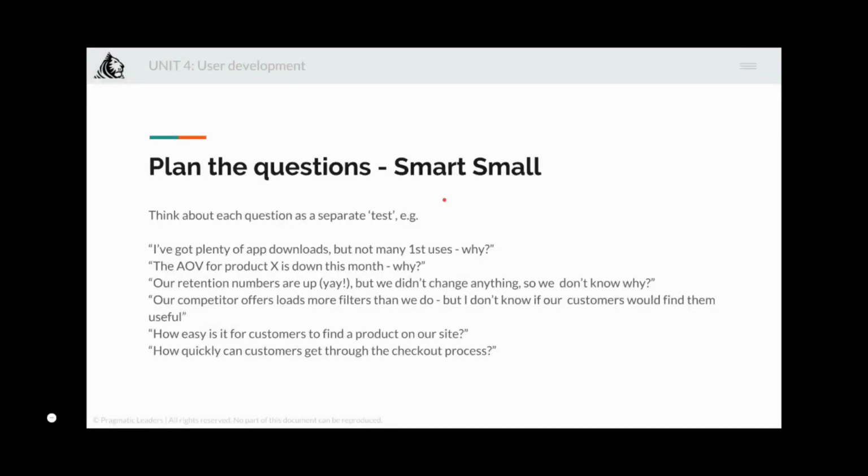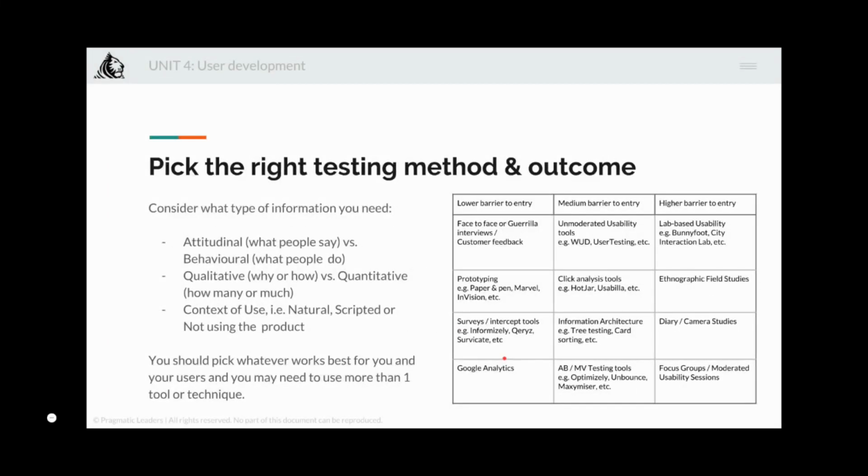The AOV for product X is down this month, but why? Our retention numbers are up, very good, awesome, but we didn't change anything, so we don't know why that is happening. So if you look at it, every single thing has just one metric and nothing else. How quickly can customers get through the checkout process, which is basically how many steps or how much time it is taking? Then pick the right testing method and outcome. So consider what type of information you would need to get the right answer, or get a better sense of why it is happening. There are three dimensions in which you can think.